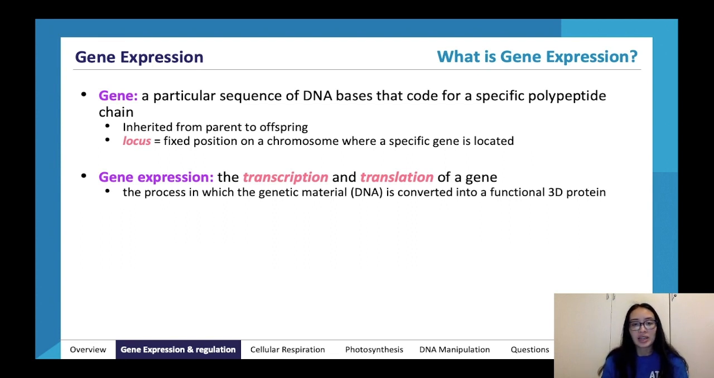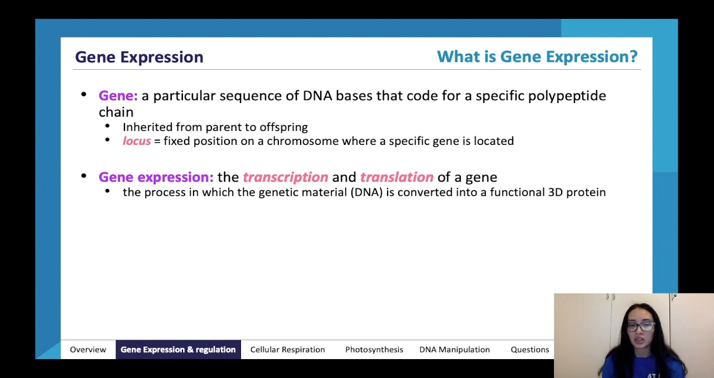A gene is a particular sequence of DNA bases which encodes for a specific polypeptide chain. These are inherited from a parent to an offspring, and they're kept within particular loci or locuses. Loci is the actual plural form of that word. And a locus is a fixed position in the chromosome where a specific gene is located.